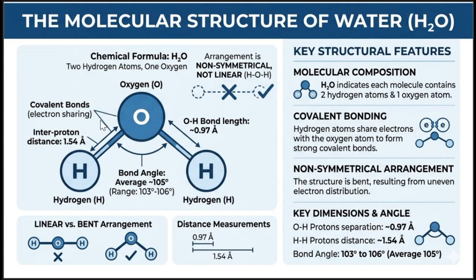This is the thing you have to study: bond angle, then bond length. The OH bond length is 0.97 angstrom, and the interproton distance is 1.54, and it is a bent arrangement. Then it contains two hydrogen atoms and one oxygen atom. Between H and O there is covalent bonding, and they have a bent shape, a non-symmetrical arrangement due to uneven electron distribution, and of course, this data.